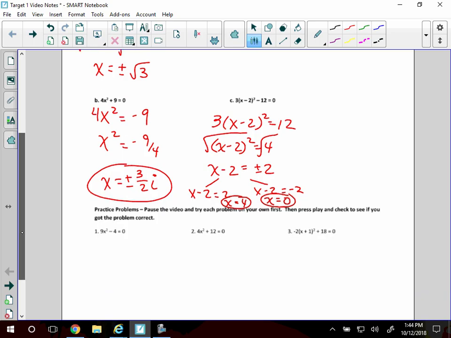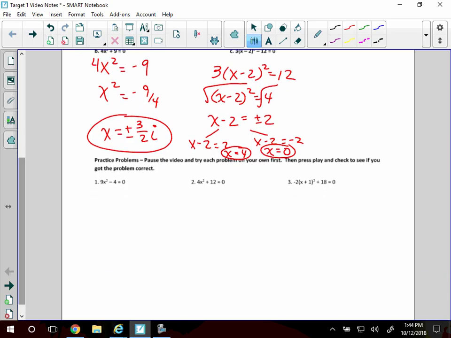So if you feel you want more practice, go ahead and try these 3 problems at the bottom. Push pause, and then when you're ready, come back and see how you did on those 3.